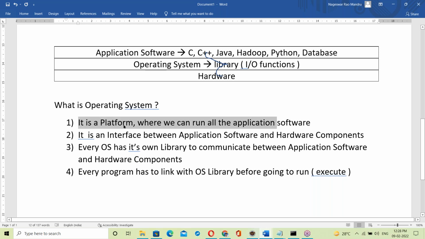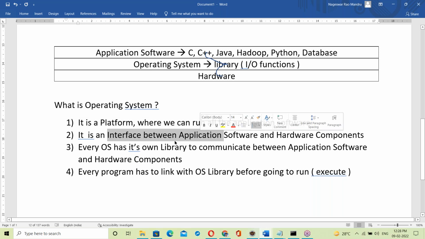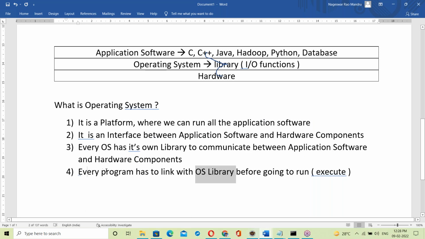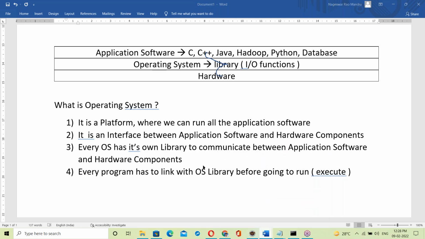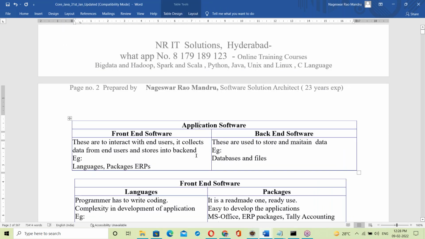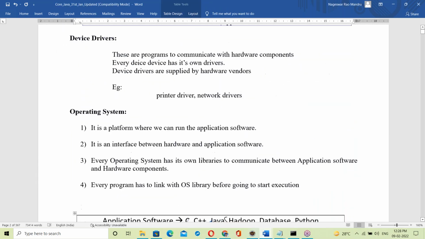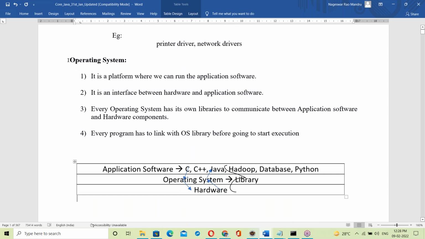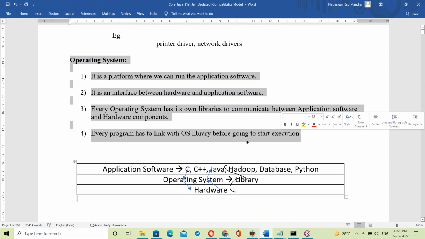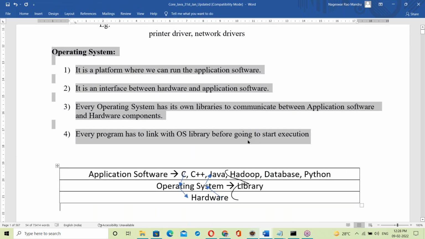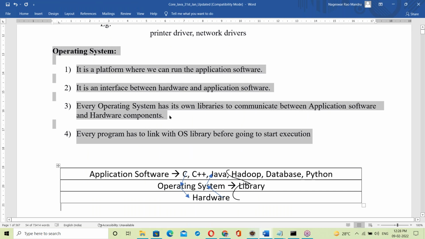It's a platform, it's an interface. Every program communicates with the hardware through the OS library. Every program has to link with the OS library before it runs. That's it here. See, this is our document, with a very clear explanation about the OS. These 4 points are prepared in the document.